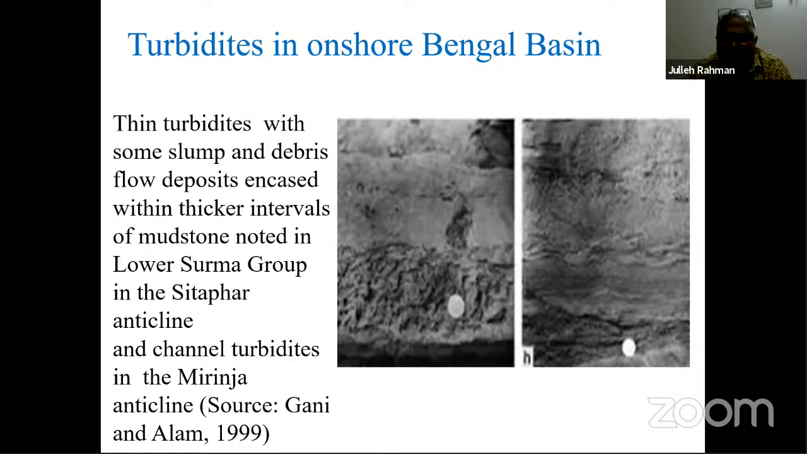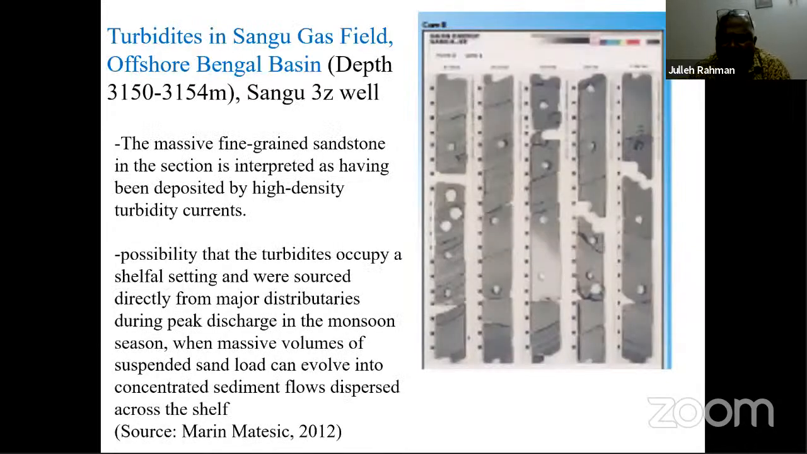Another one is massive sandstone that Amir was talking about. This massive sandstone was actually observed at a depth of 3,150 meters to 3,154 meters in the Shango 3Z well. Actually, here is a controversy. This is from marine geologists from Cairn Energy. They actually wanted to say that this is not classical or marine turbidites.